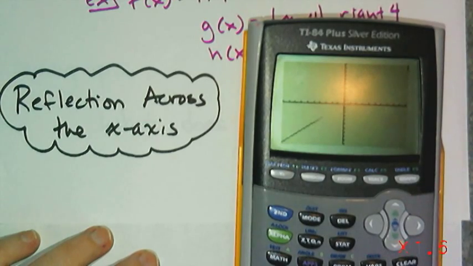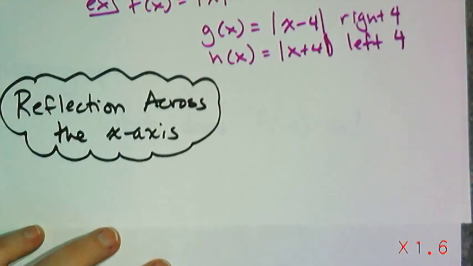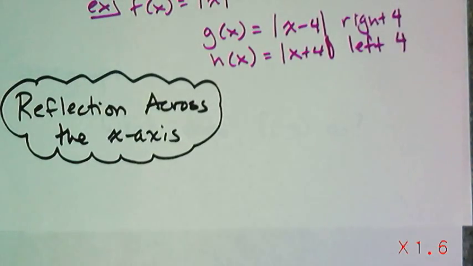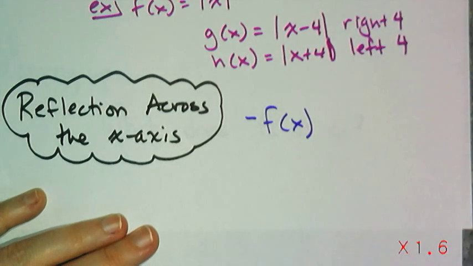And now when I graph it, all the points are reflected through the x-axis. So a reflection through the x-axis is quite simple. All I need to do is take the opposite of the function value.